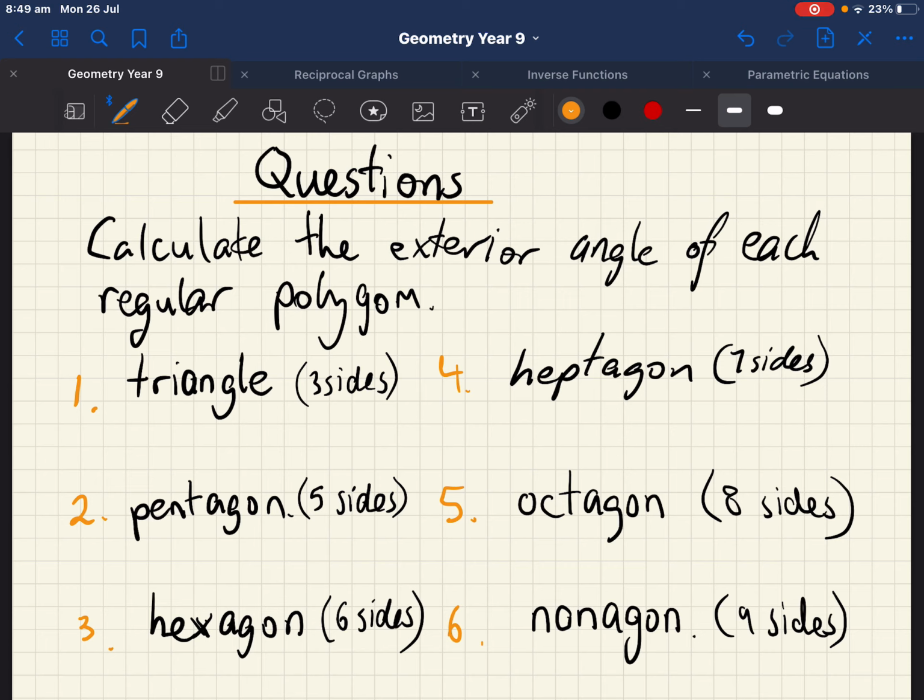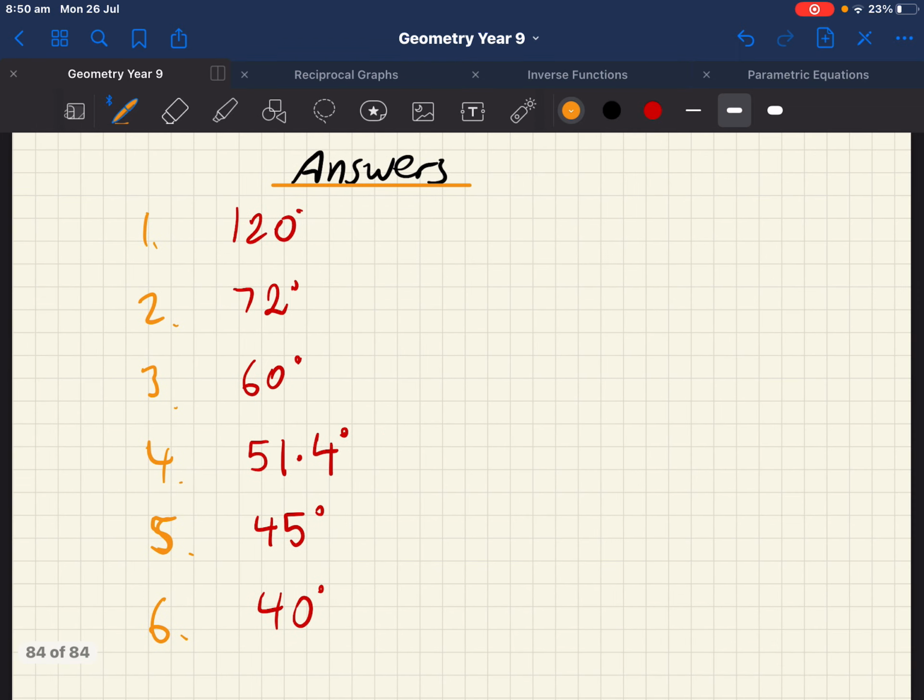Okay, so hopefully everyone's had a chance to go ahead and answer these 6 questions, right? You're trying to find the exterior angle of each. And these are the answers you should have got.